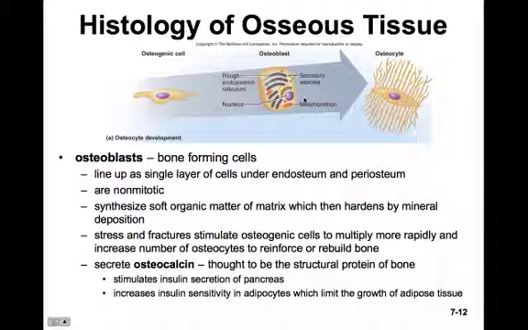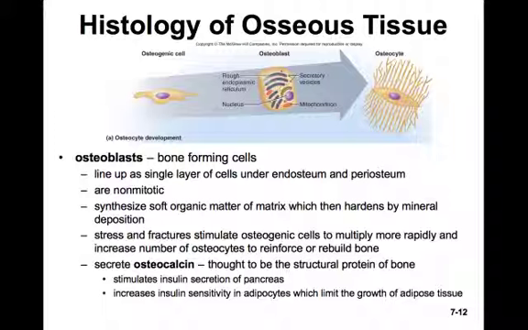So the osteoblasts are the actual bone-forming cells. They line up as a single layer of cells under the endosteum and periosteum, and they're non-mitotic, so they won't divide again. The only source of osteoblasts is osteogenic cells. They'll synthesize the soft organic matter of the matrix, which then hardens by mineral deposition. Now, stress on the bone, such as little fractures or weight-bearing exercise, will stimulate the osteogenic cells to multiply more rapidly and increase the number of osteoblasts to reinforce or rebuild bone.